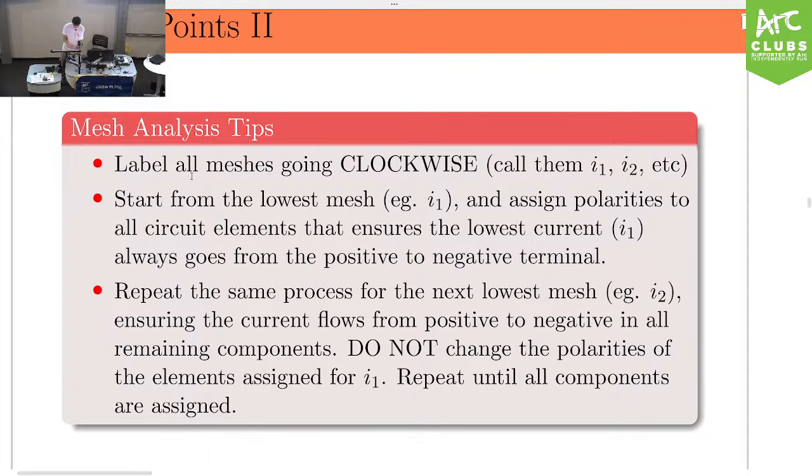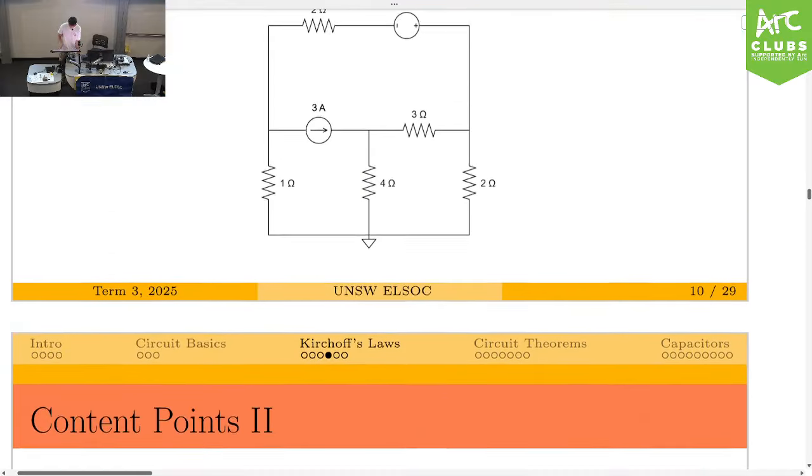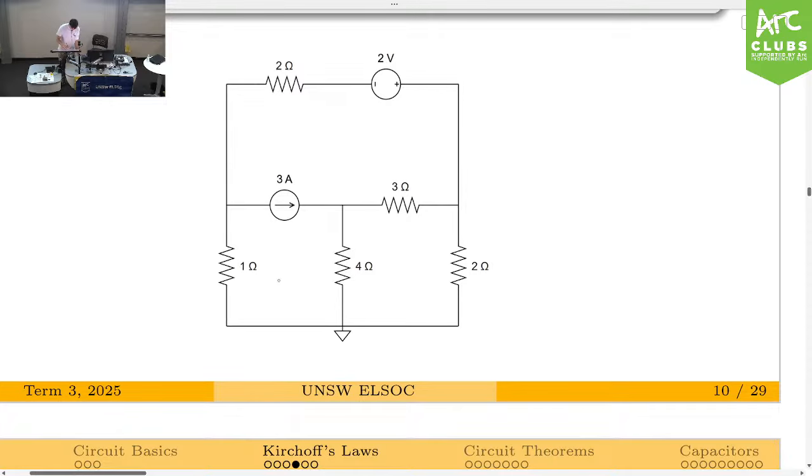What we do is label all meshes going clockwise. So let's do that. We'll do clockwise here. Let's call this I1, we'll do this mesh here I2, and we'll do this mesh here I3. A mesh is a small loop in a circuit.